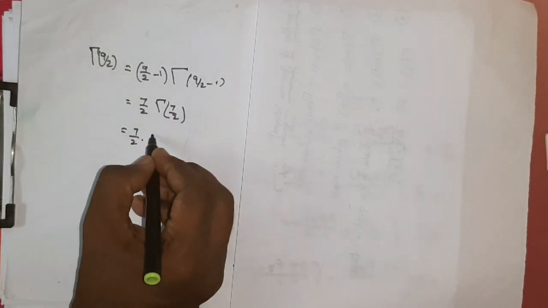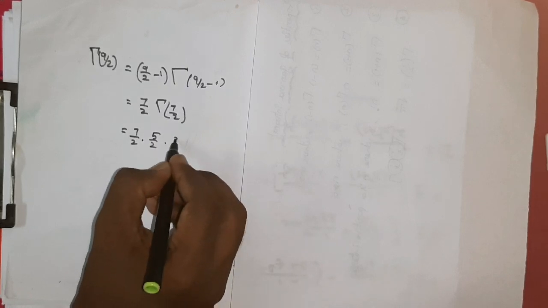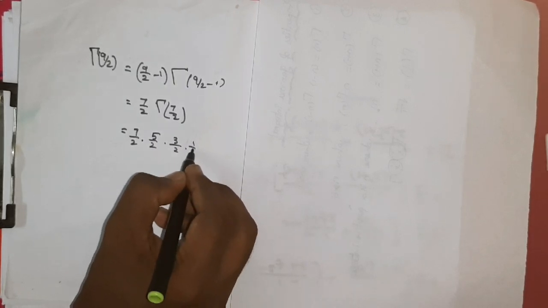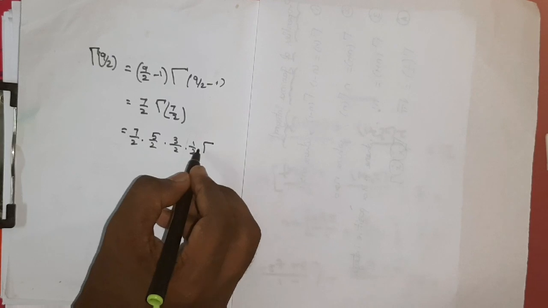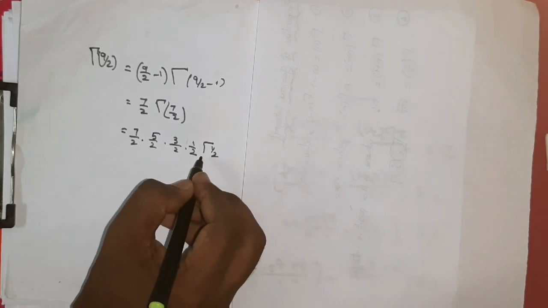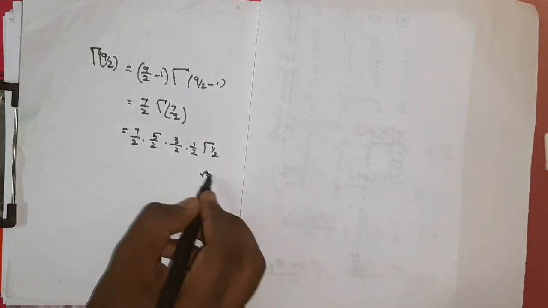So 7 by 2 first, next will be 5 by 2, next will be 3 by 2, next will be 1 by 2, with that gamma of 1 by 2. So this value is what? Root pi. And here when you multiply, you get this answer. So I hope you understand.